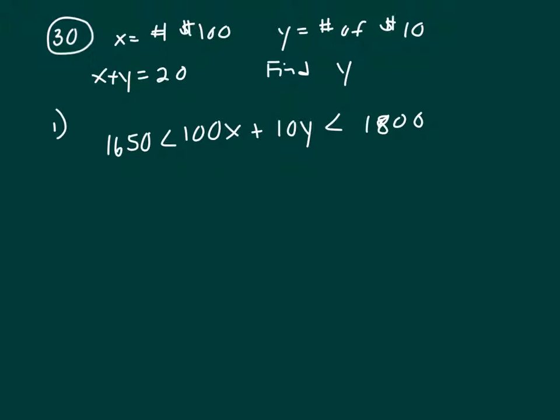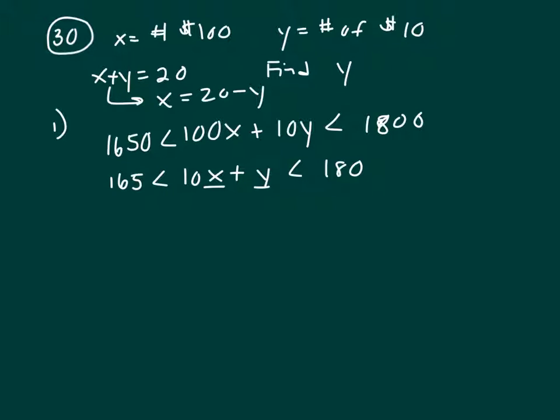The first thing I'm going to do is divide everything by 10 just to make my numbers smaller. So that's 165 is less than 10x plus y, which is less than 180. I'm trying to find y, and I've got an inequality, but it's got two variables in it. So I'm going to take this equation and solve for x. That's x equals 20 minus y, and substitute that in for x. That's 165 is less than 10 times (20 minus y) plus y, which is less than 180.